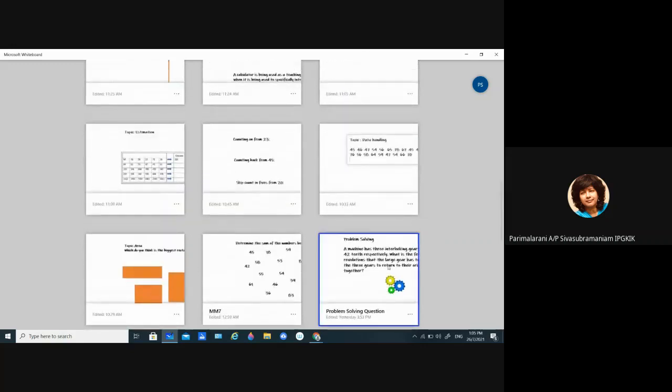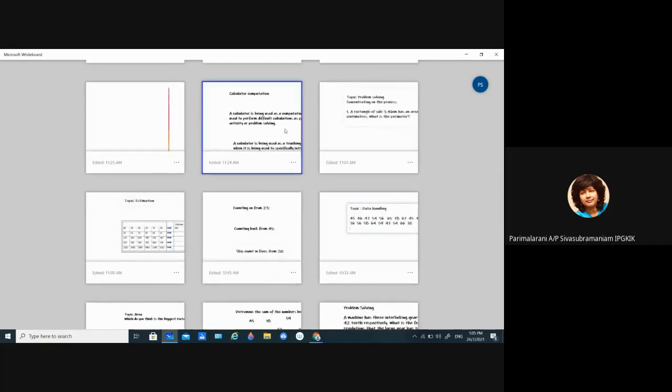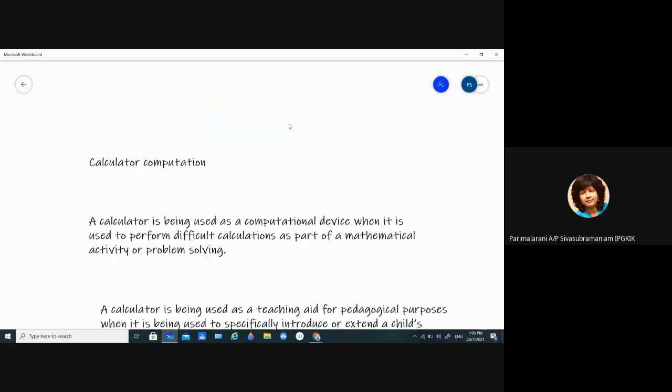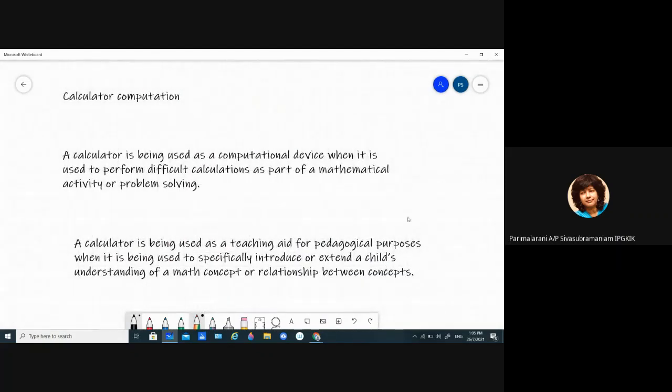Okay, we're going to go on to the last topic, which is calculator computation. Is calculator allowed in primary school? Do we use calculators in class in primary school? We don't use them in the exam, but we can use them in the class. You can teach using the calculator, but the student is not allowed to use the calculator in the exam.